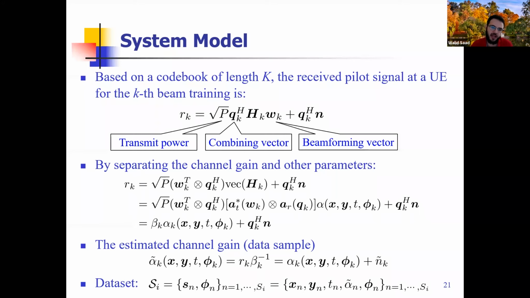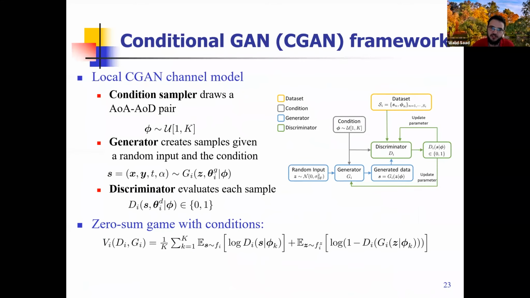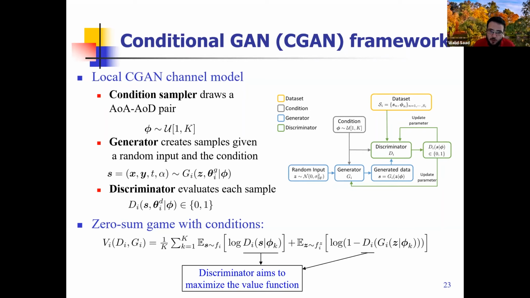So we start with the local GAN, right? If we have a local GAN, the first extension here is we use a conditional GAN. In my BGAN paper, we use the standard GAN. Here we assume that we have a conditional sampler that draws an AOA, AOD pair from a uniform distribution. And then the generator creates samples given a random input, and this sample is distributed according to the generator distribution with the condition on phi. And the discriminator is a regular discriminator. It evaluates each sample, 0 or 1, whether it's fake or not. So this is the local view of every UAV. At the end, every UAV, and this is not very sophisticated, can have a generator that learned its own environment, whatever it observed over time.